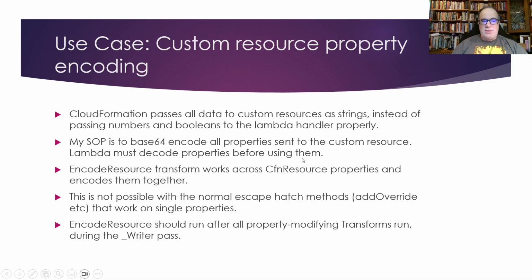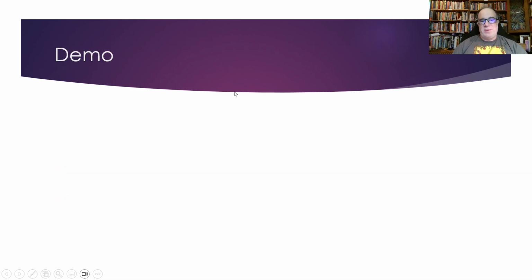Really simple. So the thing about this is that it's not possible to work across properties using the normal escape hatch methods like addOverride or addPropertyOverride, because those work on single properties. The encode resource transform runs after all property modifying transforms run during the underscore writer pass, and I'll show what that means. And it's demo time.